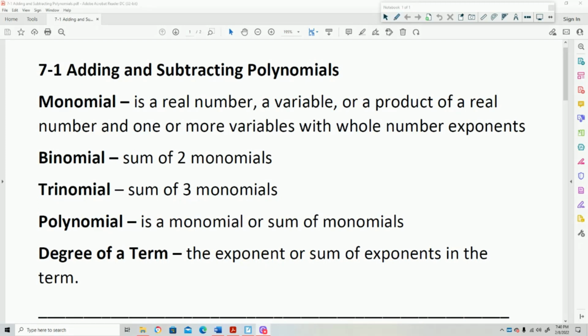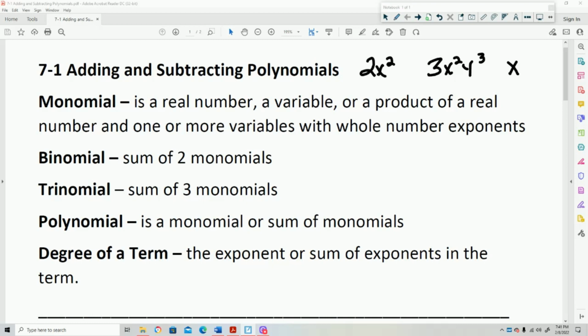The first one, monomial. And I've got something real formal here. It's a real number, a variable, or a product of a real number and one or more variables with whole number exponents. So what we're talking about is this. It's a number or a variable or a product of both. So something like that would be a monomial. Something like this would be a monomial. Something like this by itself would be a monomial.